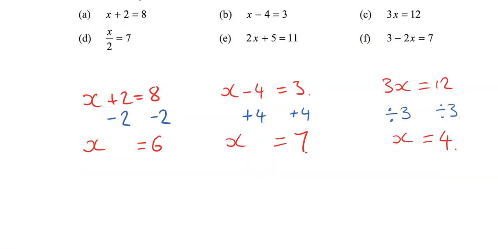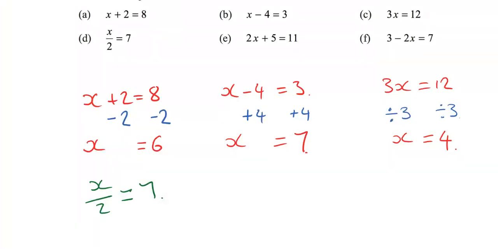So in d, we have x over 2 is equal to 7. So we can see that is sort of code for x is dividing by 2. So if I know that x is dividing by 2, I need to do the opposite operation to that.